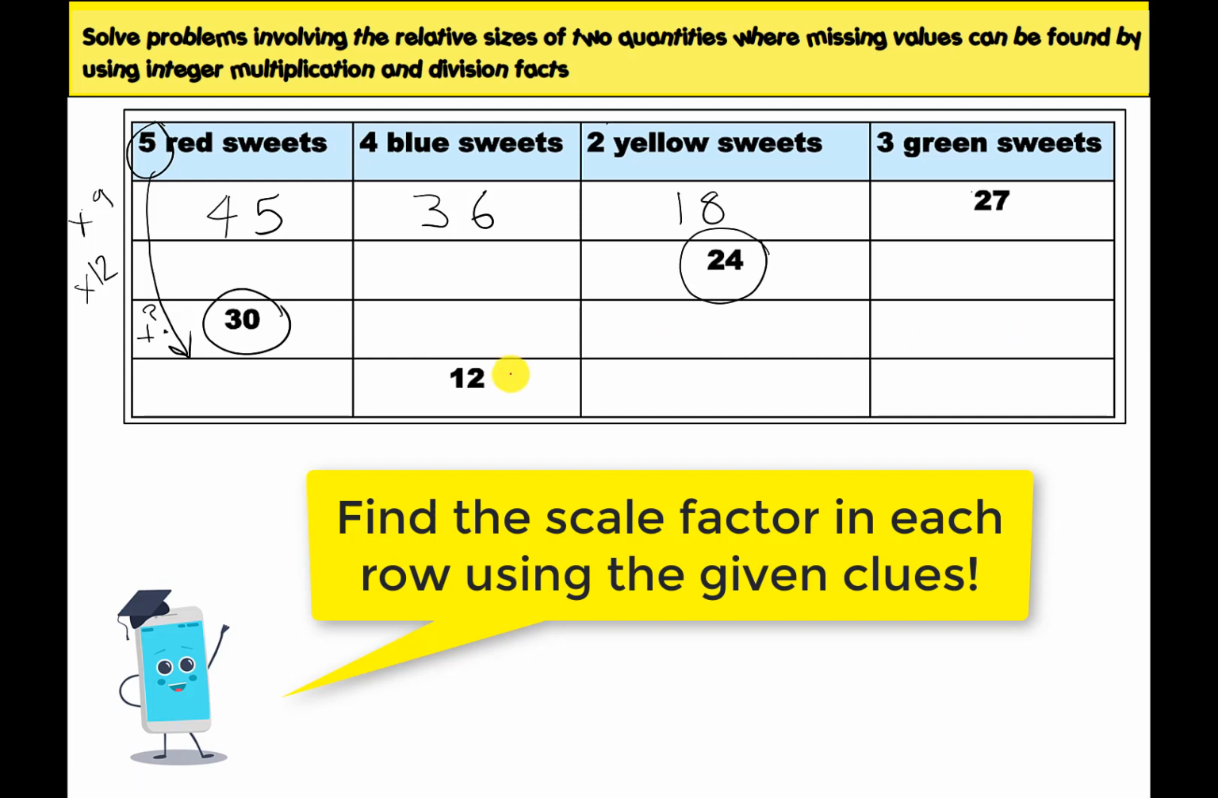And then finally, blue sweets. I had 4, I've now got 12. What's the scale factor? What am I changing 4 by? What am I multiplying 4 by to get to 12? That's your scale factor. Once you've got that scale factor, you need to multiply it by 5 here. You need to multiply this answer by 2 and put it here, and take this answer and multiply by 3 and pop it here. And that's how you fill in your sweets activity.